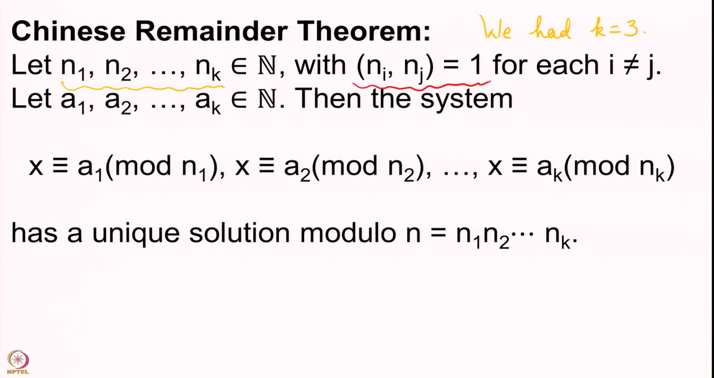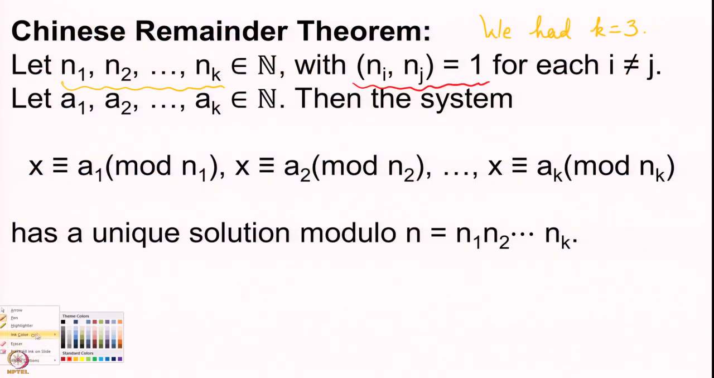So, whenever i is not equal to j, the numbers ni and nj are relatively prime. So, n1, n2; n1, n3; n1, n4 all the way up to n1, nk. Then n2, n3; n2, n4 again all the way up to n2, nk and so on up to nk minus 1, nk. So, all these pairs should be pairs of relatively prime integers, which means that there is no common factor between any two of these chosen ni.